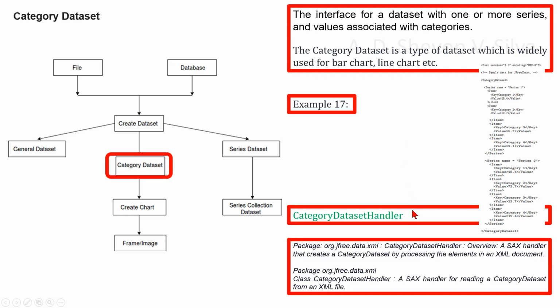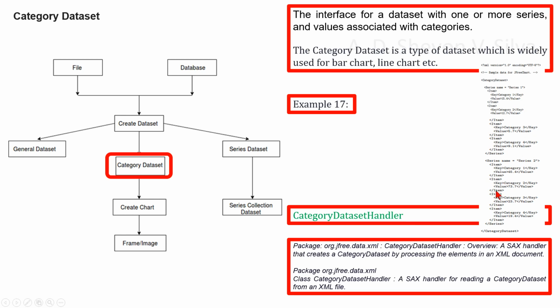CategoryDatasetHandler in package org.jfree.data.xml. The overview: a SAX handler that creates the category dataset by processing an element in an XML document. Class CategoryDatasetHandler in package org.jfree.data.xml, a SAX handler for reading a category dataset from an XML file. The format supported by the handler is illustrated by the following example.